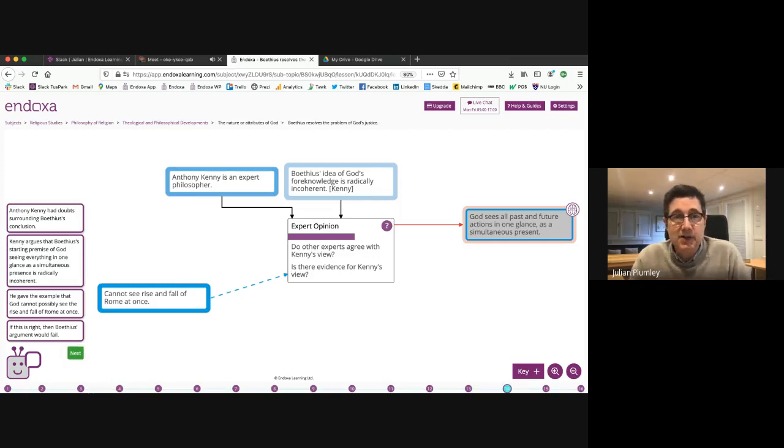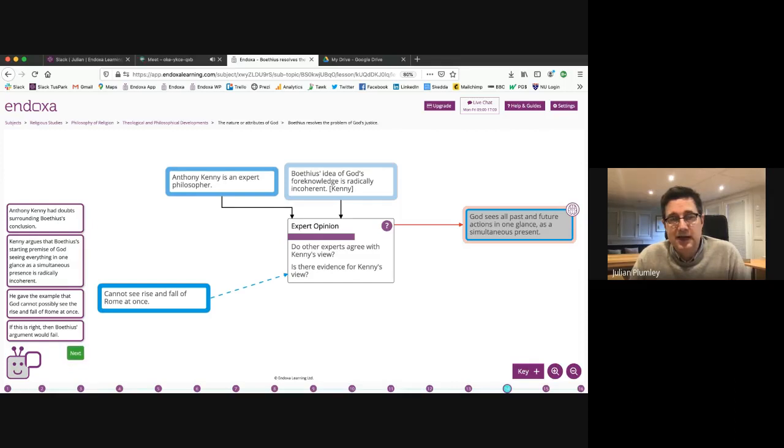So here we've got Anthony Kenny, who's a philosopher, who said that this idea of God's foreknowledge is just incoherent. If that's true, that's definitely a con argument against the idea of the simultaneous present. So this makes this statement incoherent. It's conflicted because basically Boethius is saying it's true and Kenny is saying it is not true.